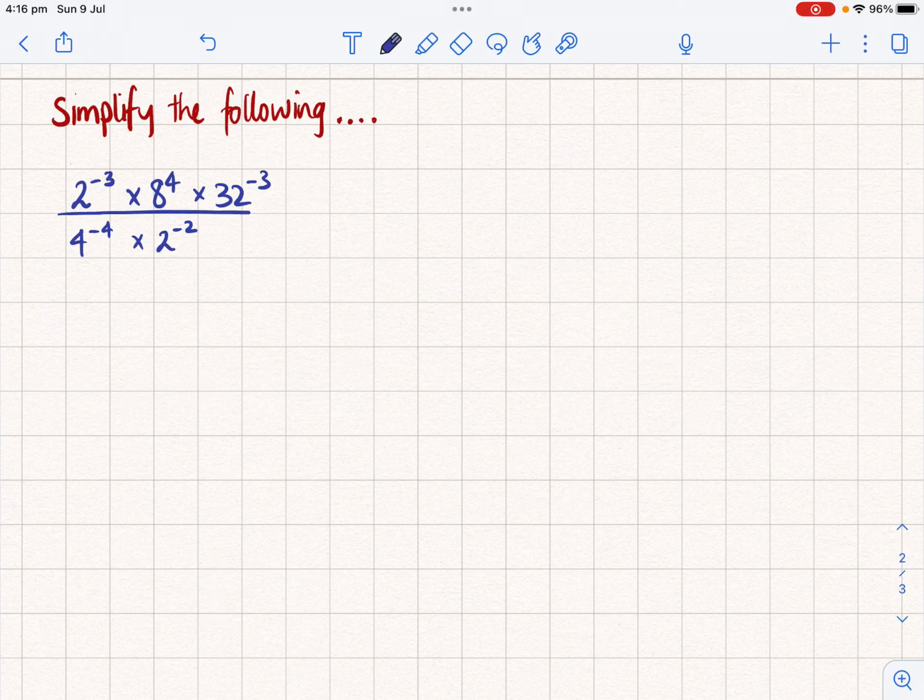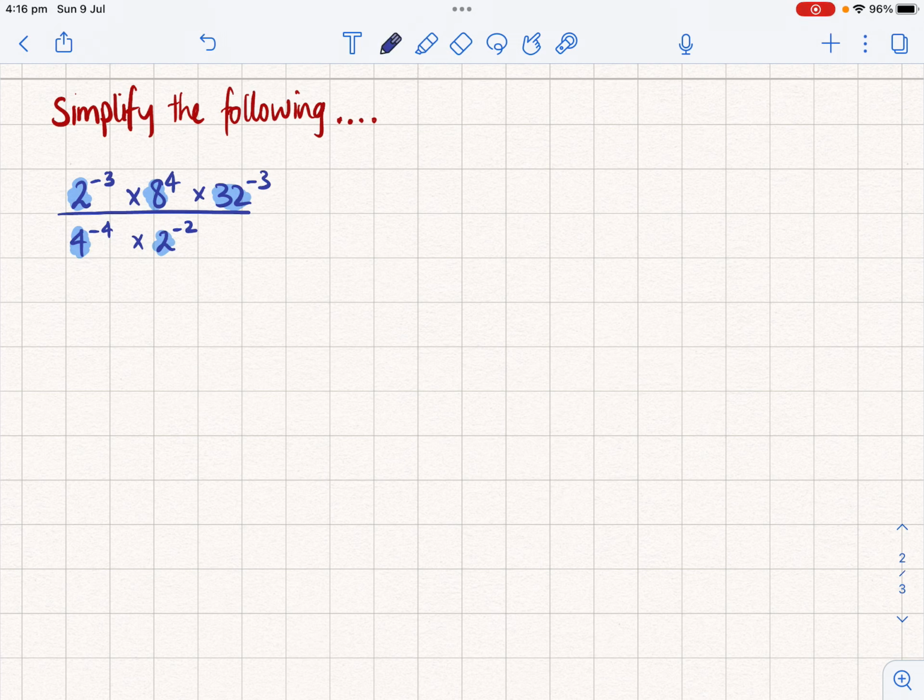Okay, this is my second example of simplifying with index laws when we have different numbered bases. Okay, so we're looking here. The first thing I want to try and do is get the same base number. So I've got a 2 in the first spot, but an 8 in the second spot, and a 32 in the third spot. So I do not have the same bases. I cannot go straight to my index laws yet. So the first thing I'm going to do is rewrite these with their prime factors as the base numbers.